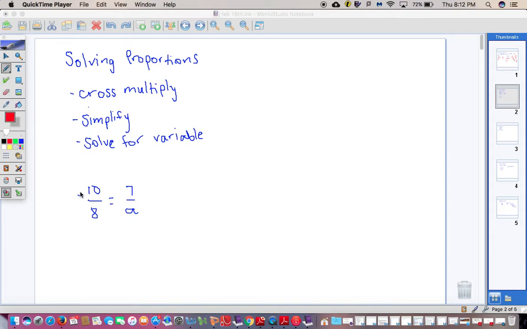Okay, so I'm going to cross multiply, and when I do that, I have negative 10 times a, and that equals 7 times 8. Negative 10 times a is negative 10a. 7 times 8 is 56. I'll divide both sides by negative 10. And when I do that, I have a is equal to negative 5.6, or negative 5 6/10.